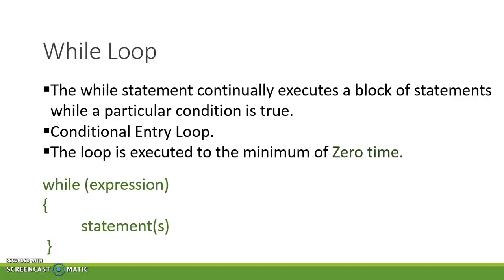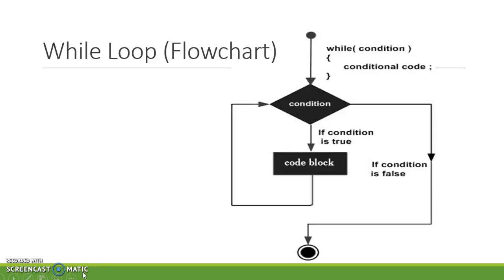While loop. The while statement continually executes a block of statements while a particular condition is true. It is also said as conditional entry loop. The loop is executed to a minimum of 0 time. The syntax of the loop is given here. While expression, the set of statements get executed. So if the condition turns to be true, the set of statements gets executed. Else, it comes out of the loop.